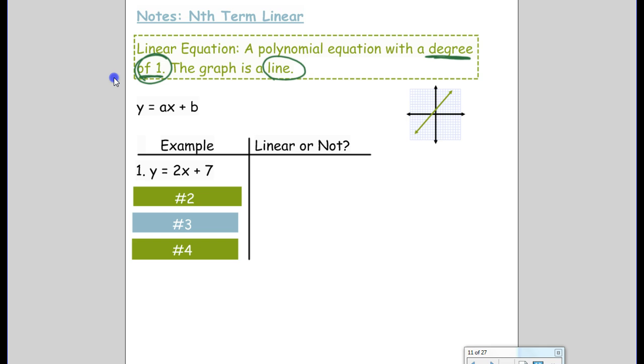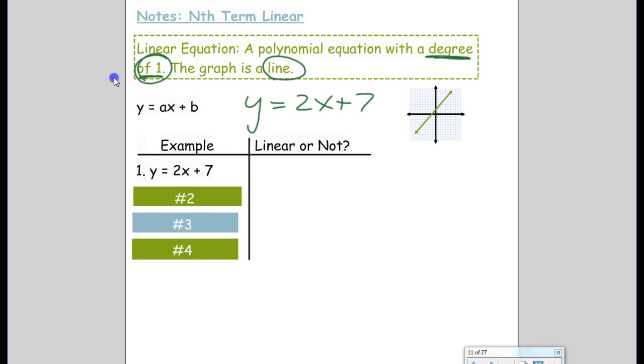Do you know how a 1 is understood? Like if you don't write the 1, it's just understood. That's not a 0, it's not a 5, right? So this one is an example of a linear equation. So add that one to your examples. Y equals 2x plus 7 is linear. Where it says examples, write y equals 2x plus 7.